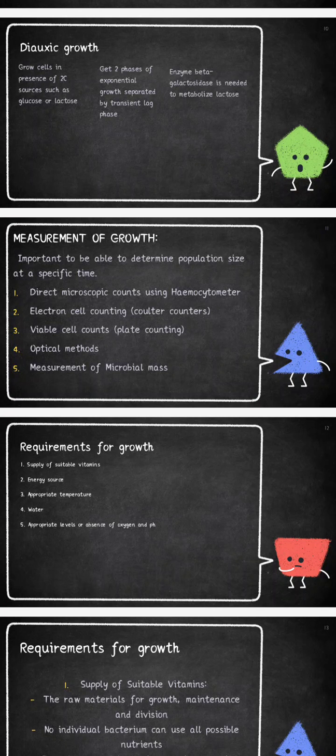And third, viable cell counts, or your plate counting. It is often used to count live cells only. The assumption in your viable cell count is that one viable cell will produce one colony.